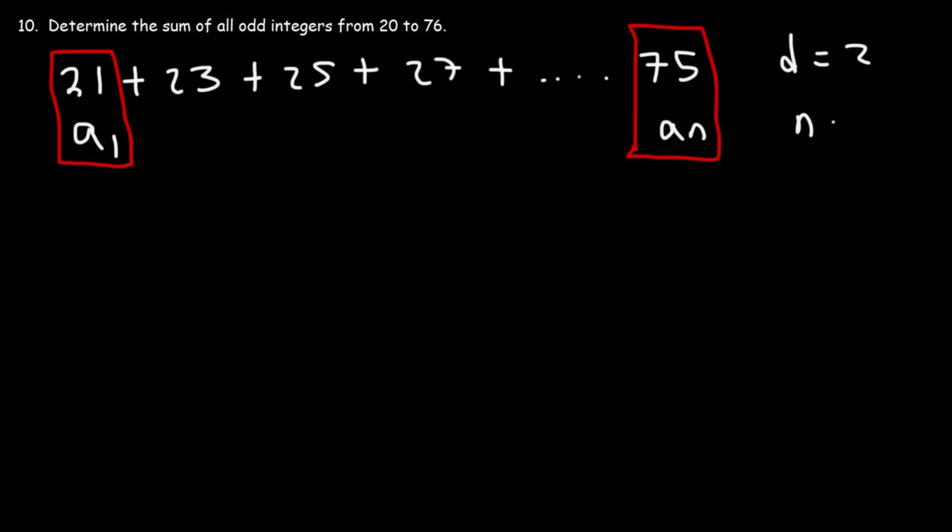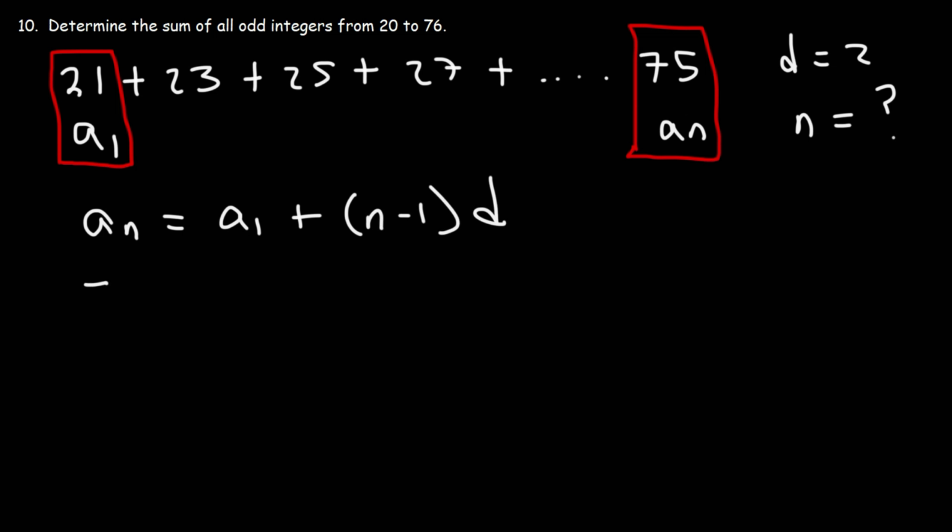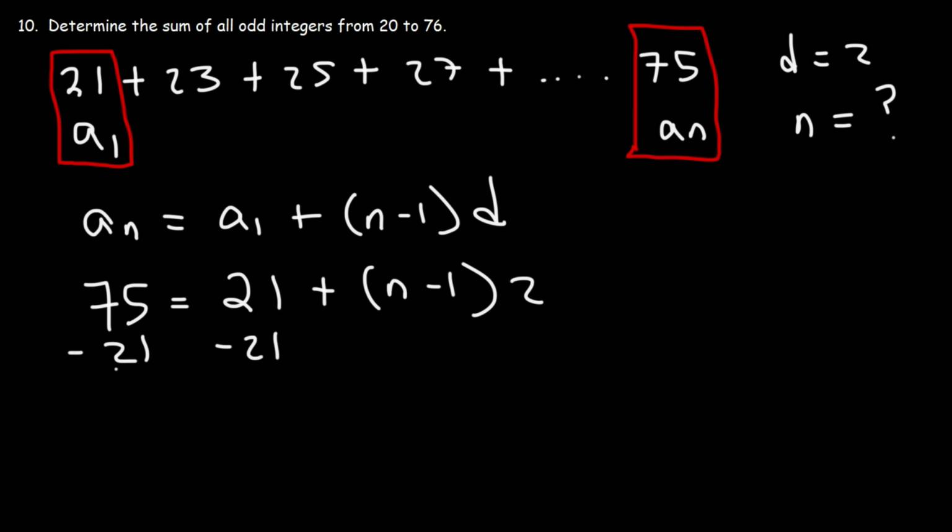What we need to calculate is the value of n. Once we can find n, then we can find the sum from 21 to 75. So what is the value of n? We need to use the general formula for an arithmetic sequence. So a sub n is 75, a sub 1 is 21, and the common difference is 2. So let's subtract both sides by 21. 75 minus 21 is going to be 54.